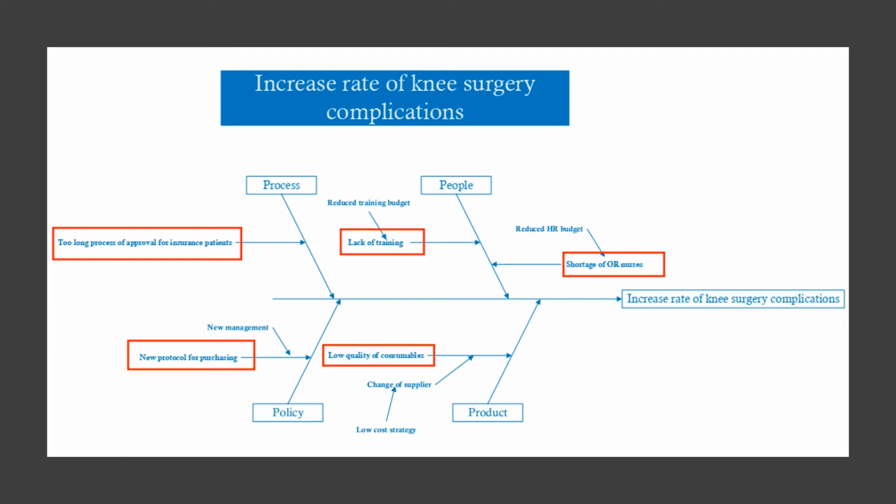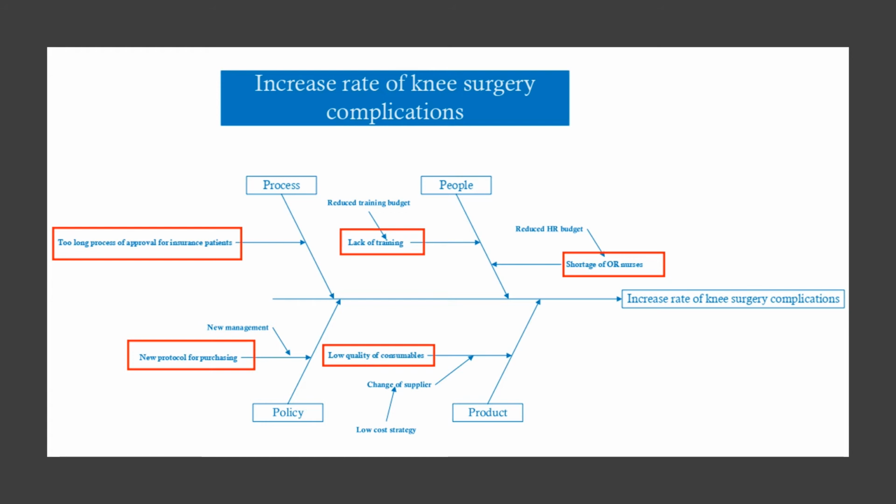Let's start with the people category. Ask yourself, what are the probable causes for increasing rate of knee surgery complications that are related to people? People might refer to staff, patients, or even their relatives. Any probable cause that is related to people. So, let us say that we consider lack of training as a probable cause under this category. This is stemming directly from the main branch, that is why we call it a primary cause.